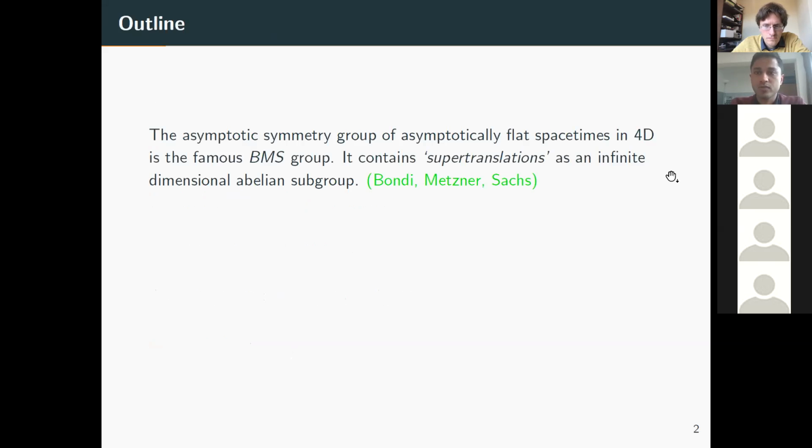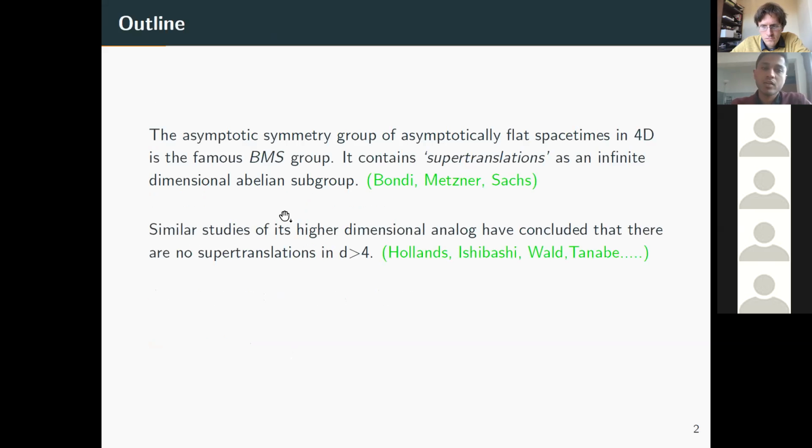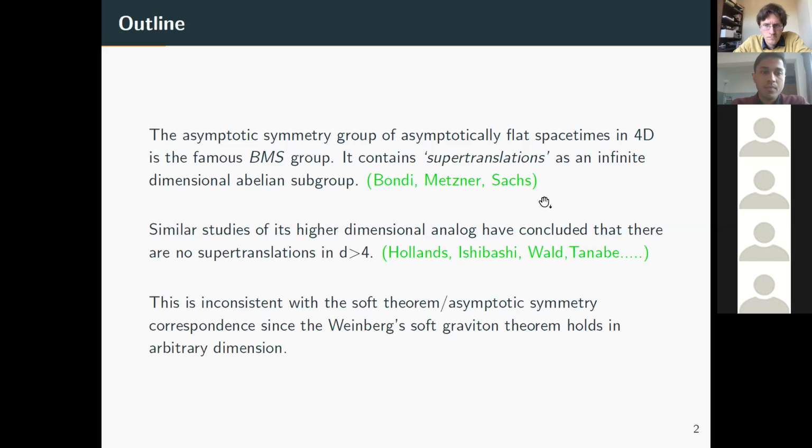I guess all of the participants here know that asymptotically flat spacetimes have an asymptotic symmetry group, which is known as the BMS group. It contains supertranslations as an infinite dimensional abelian subgroup. But similar studies of its higher dimensional analog have concluded that there are no supertranslations in higher dimensions. The most recent work on this has been by Hollands, Ishibashi, and Wald.